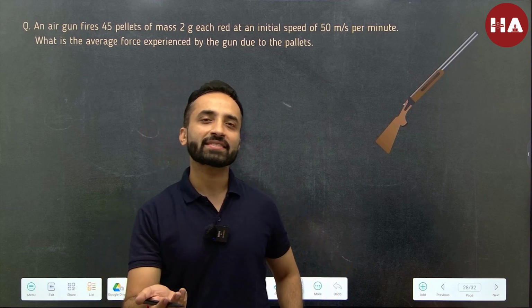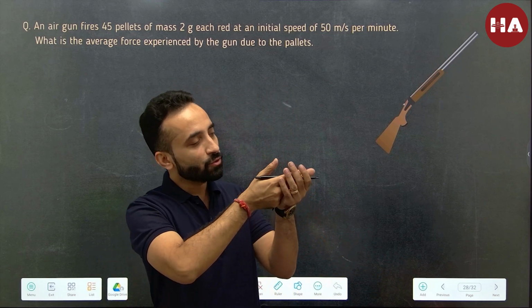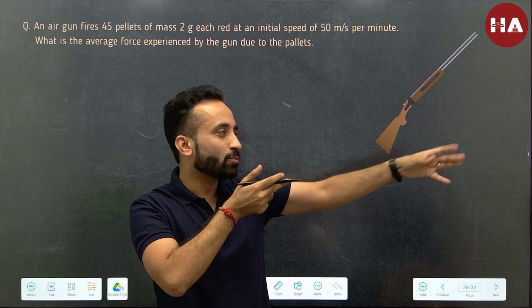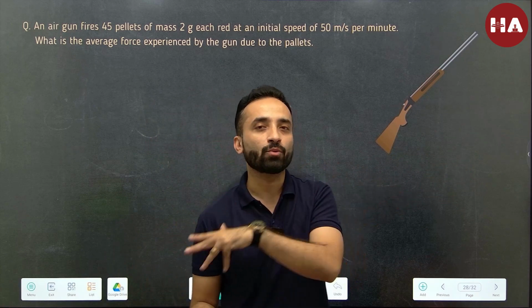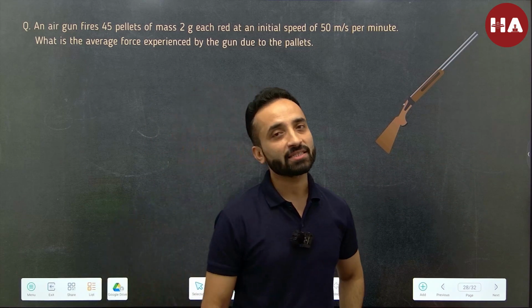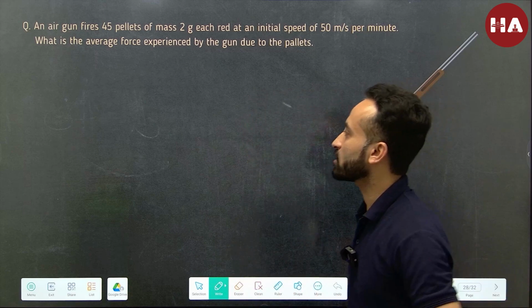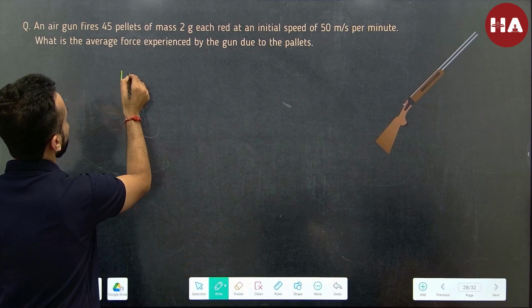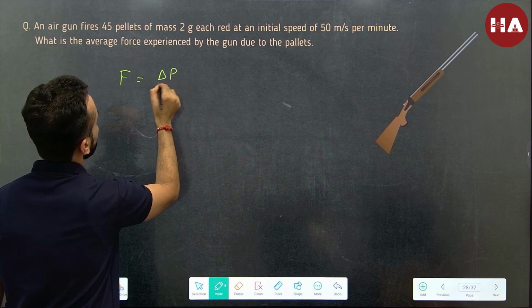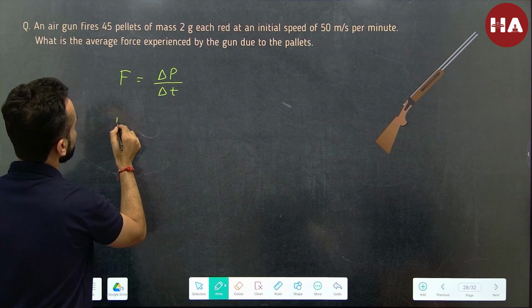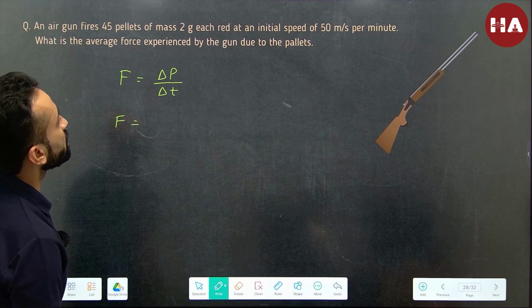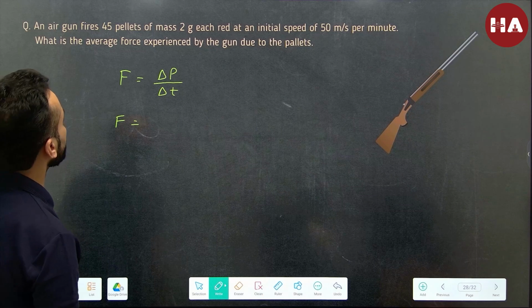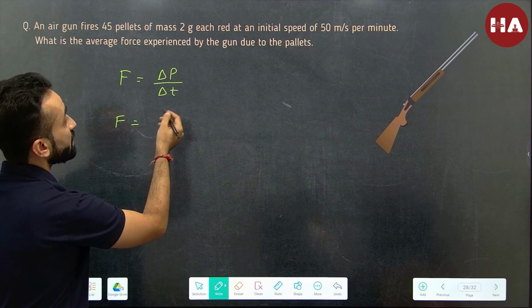So that's another example of Newton's third law. When you have the gun in your hand and the bullets are going forward, the gun is getting a recoil force in the backward direction, isn't it? So that's Newton's third law. That is what we have to calculate. So can we write F is equal to the rate of change of momentum? And the rate of change of momentum is going to be delta P by delta T.